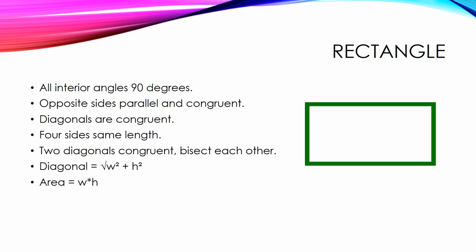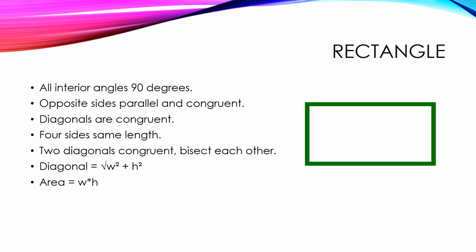Each diagonal bisects the other. In other words, the point where the diagonals intersect divides each diagonal into two equal parts. And each diagonal divides the rectangle into two congruent right triangles. Because the triangles are congruent, they have the same area, and each triangle has half the area of the rectangle.